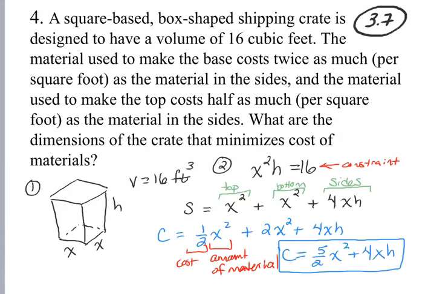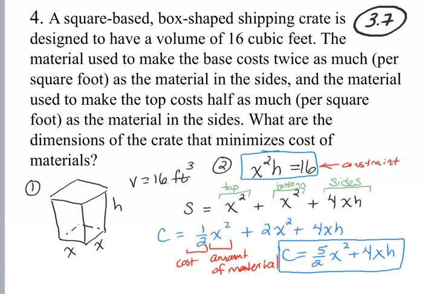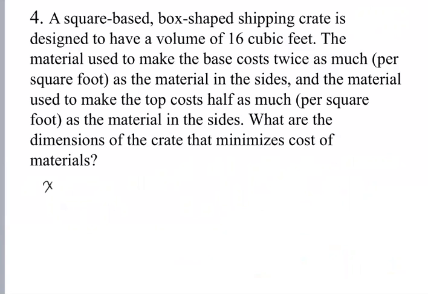Okay. So now what? I have two equations. I have a constraint equation and I have a cost equation. I'll write those down again. V is equal, or excuse me, not V. It is V, but I'm going to write it as x squared h is equal to 16. And my cost C is 5/2 x squared plus 4xh.